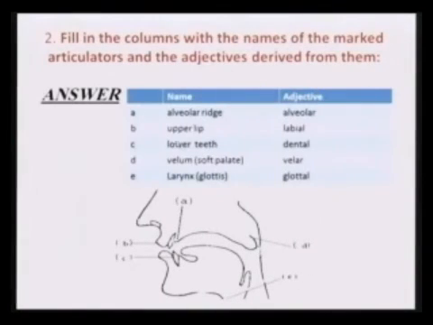Okay. A is the alveolar ridge and the adjective is alveolar. Upper lip is B and the adjective is labial. Lower teeth is C and the adjective is dental. D is velum or soft palate and the adjective is velar. And E is the larynx. You can say glottis and the adjective is glottal.